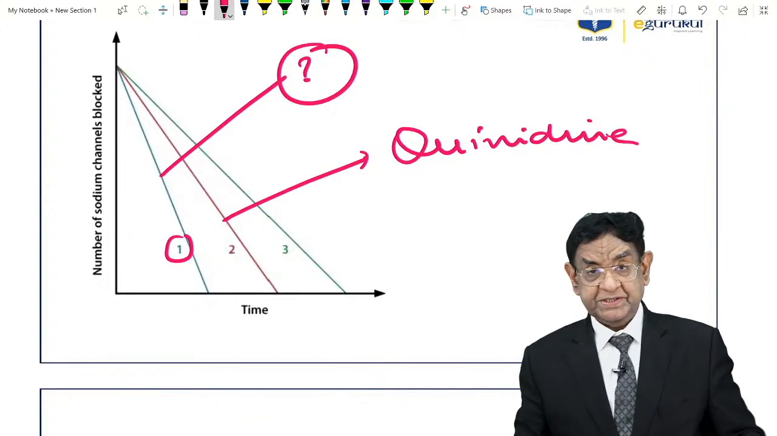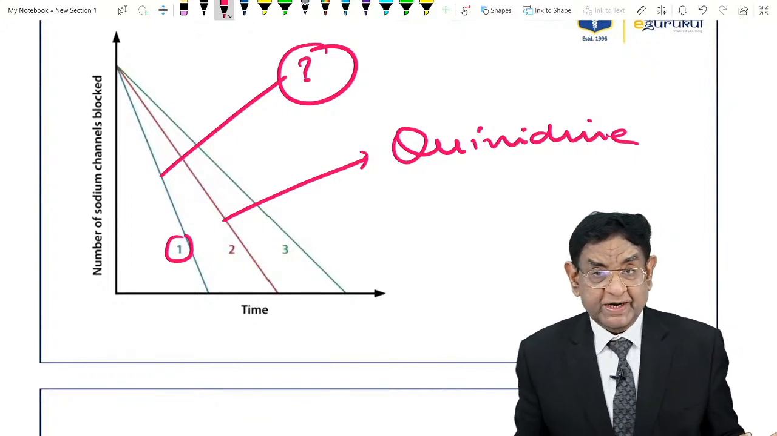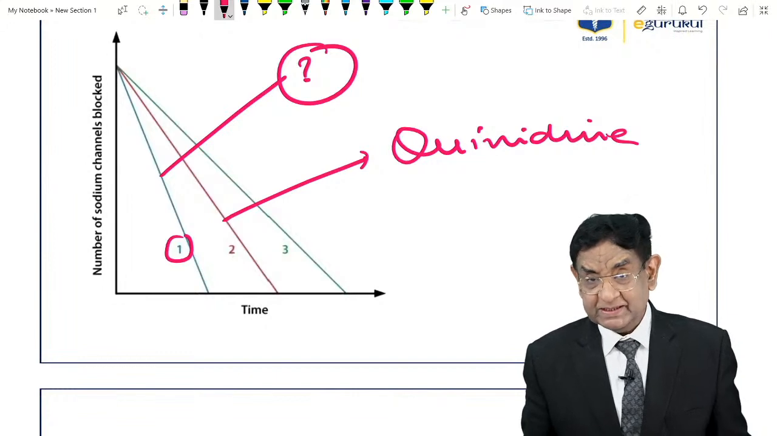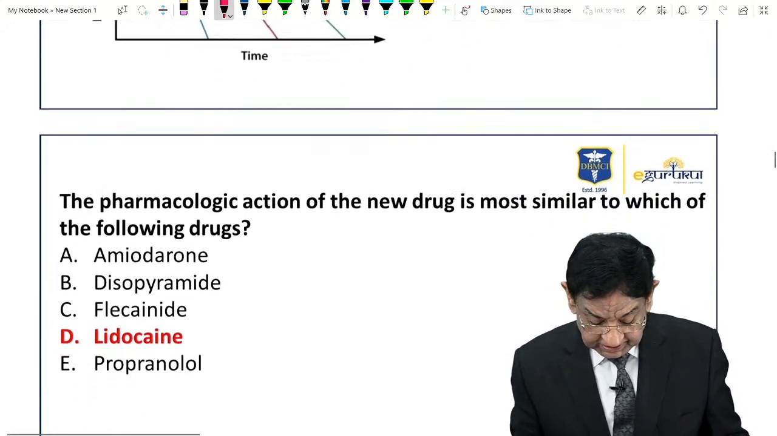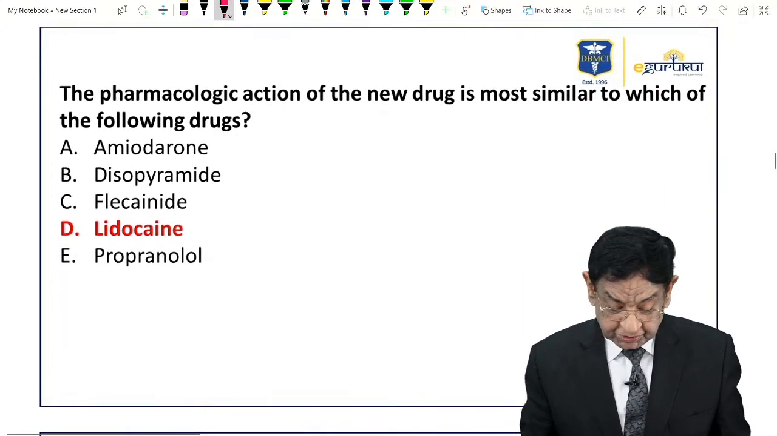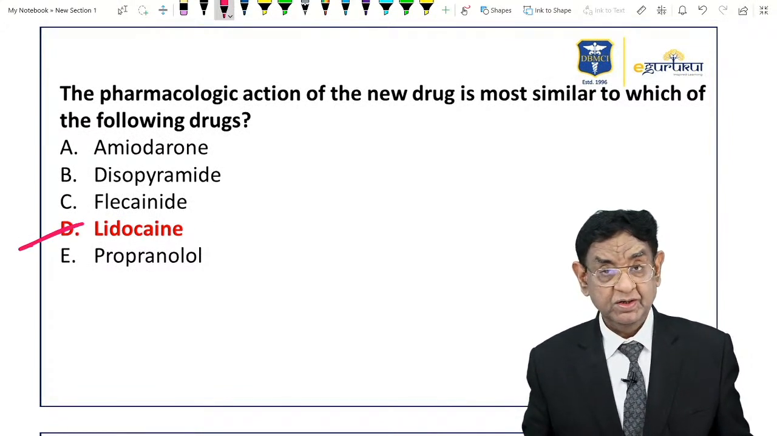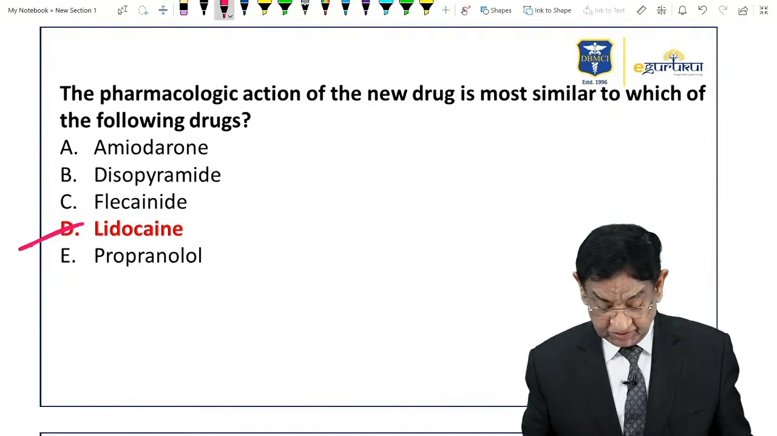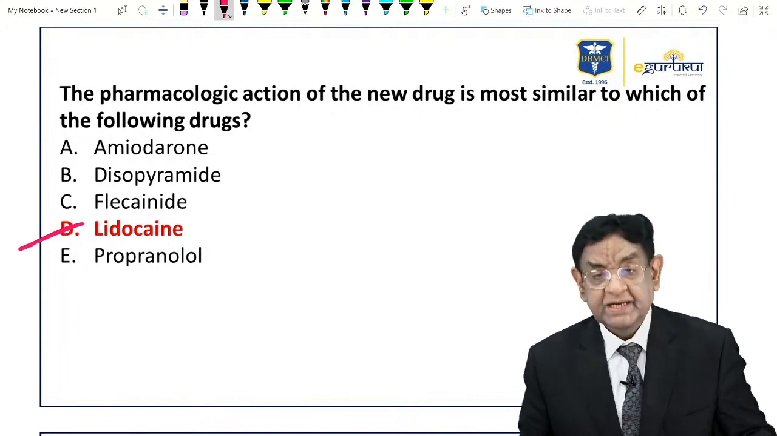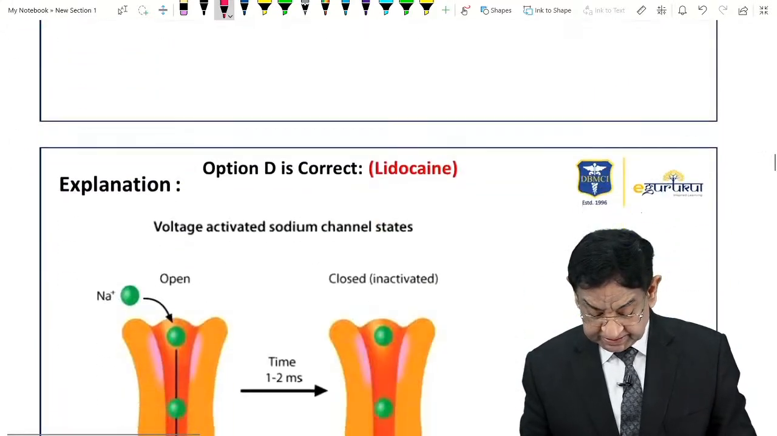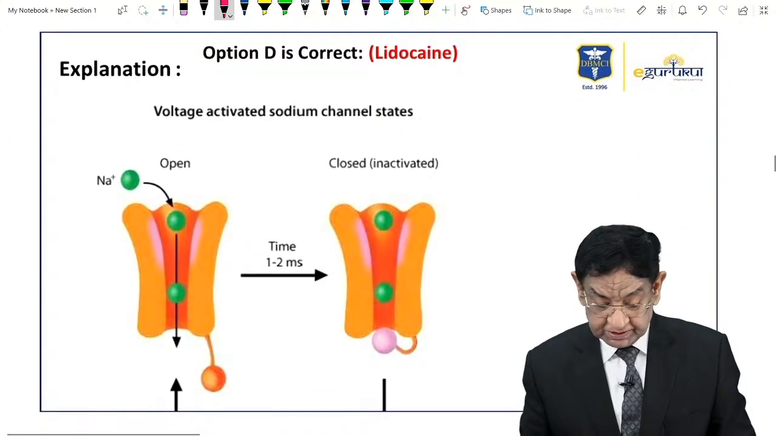Something very interesting, a very nice, beautiful question. It needs a lot of input of the basic concept. Let's discuss. Well, this is due to lidocaine. Why is this the answer? Why not the others? For that we have to know a lot more about the basic concept.